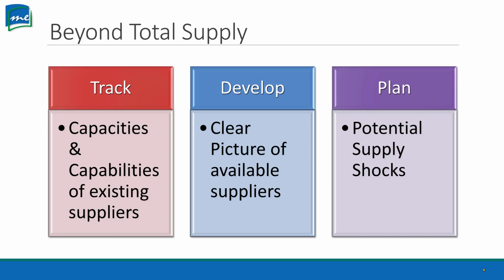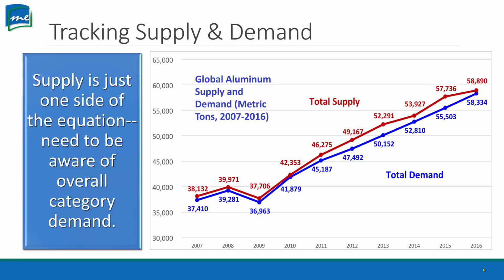Well, let's go back and take a look at supply and demand. We need to track this. So here's a chart of the total supply and total demand for aluminum. We need to know that supply is just one side of the equation, which in this chart would be the top line or the red line. So you see supply is higher than demand.